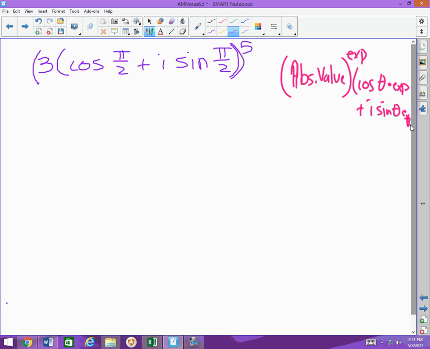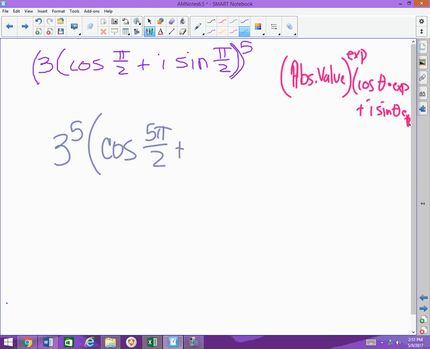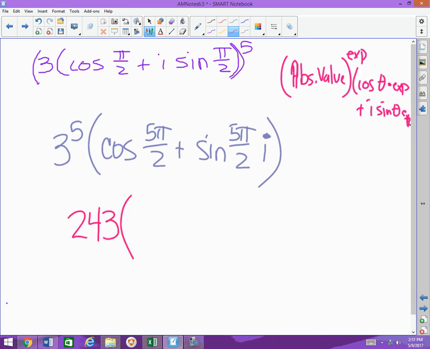So here we have 3 cosine pi over 2 plus I sine pi over 2 to the 5th power. So that's going to be 3 to the 5th cosine of 5 pi over 2 plus sine 5 pi over 2 I. And 3 to the 5th is 243. Cosine 5 pi over 2 plus sine 5 pi over 2 I, or I sine 5 pi over 2, however you want to do that.